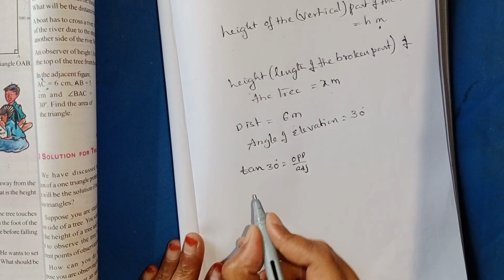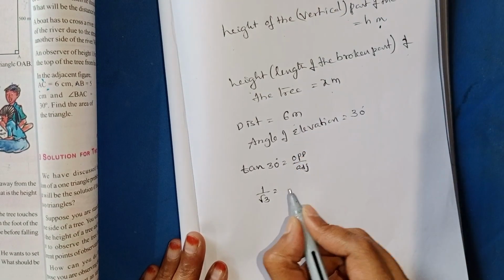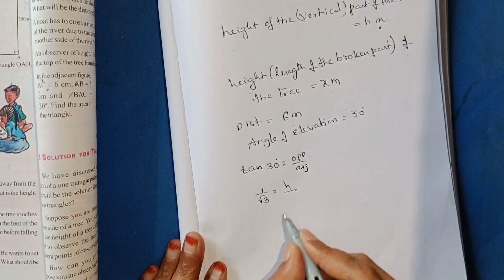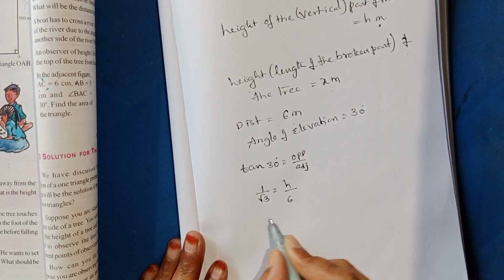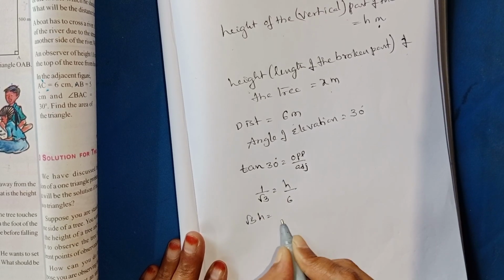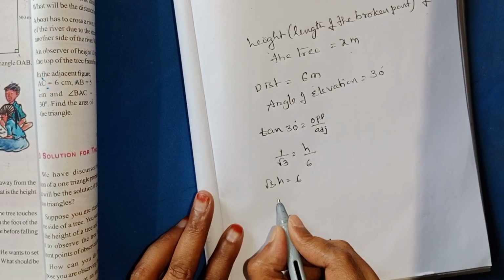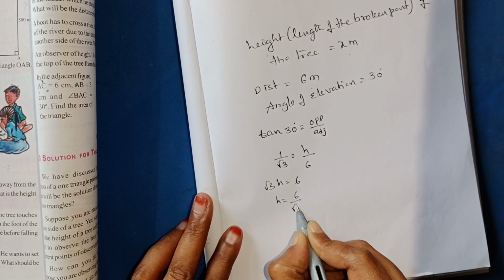So tan 30 value is 1 by root 3, which is equal to opposite, that is h, by adjacent, which is 6 meters. Take the cross product. Root 3 h is equal to 6 meters. So h is equal to 6 by root 3.